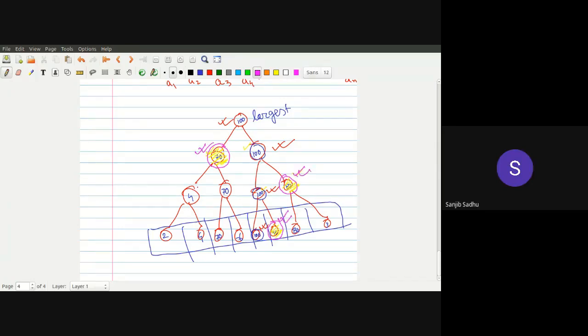Now tell me, what is the height of the tree? Log n. This is the height of the tree at most. Height means that many levels are there. And how many such positions are there where the second largest element may occur? Log n minus 1. Yes, sir.